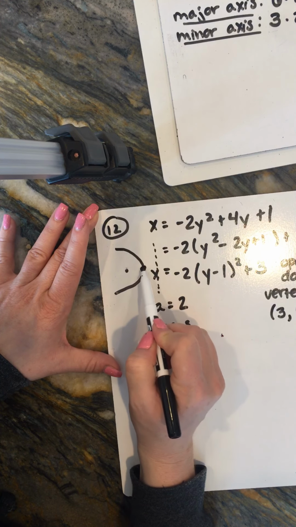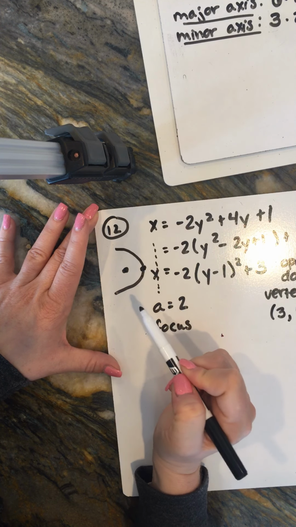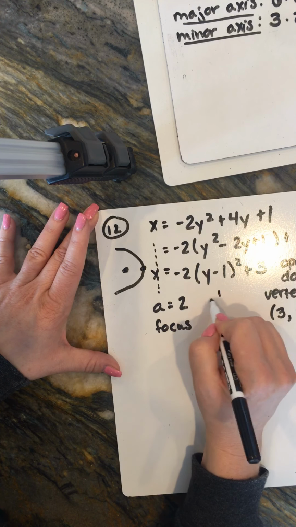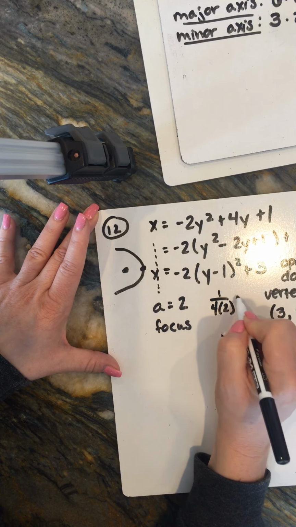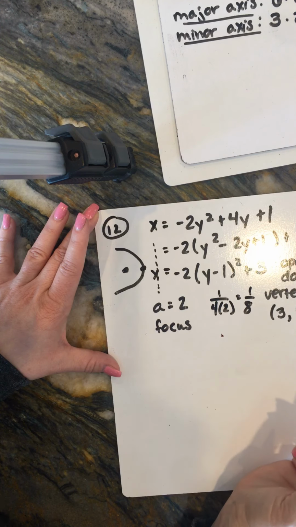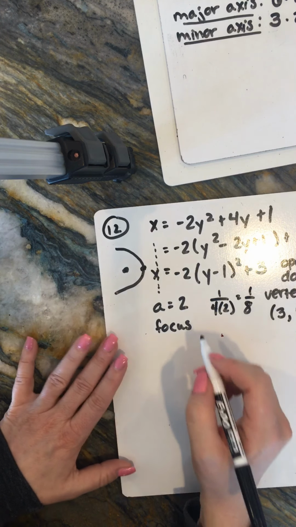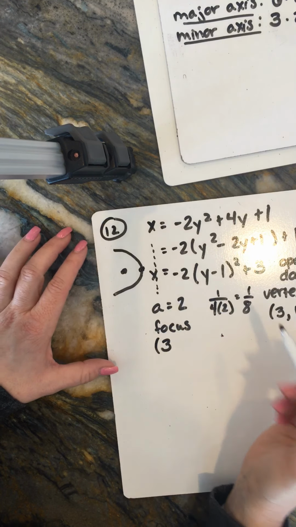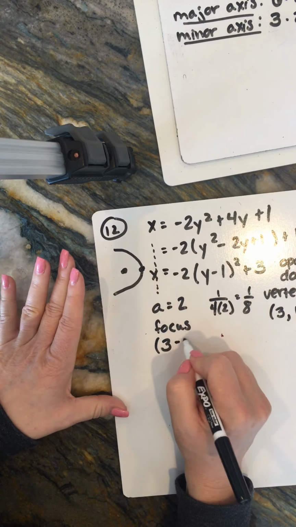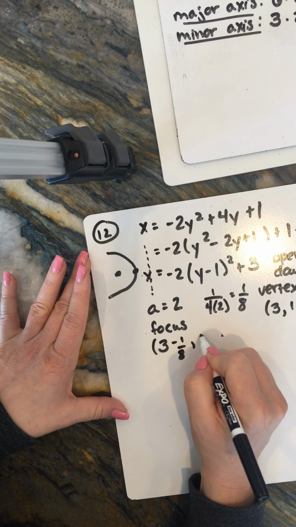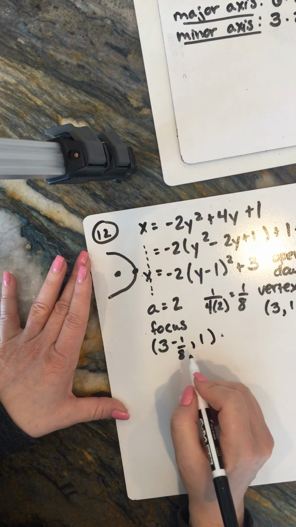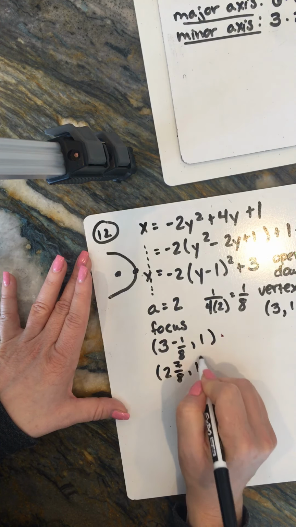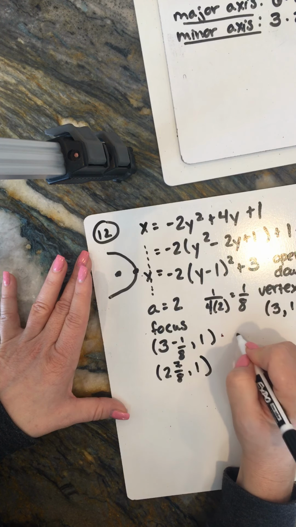Okay, so here's our vertex. Our focus is going to be to the left. And the distance, let's remember it's 1 over 4 times a, so 1 over 8. So the focus will be, our x-coordinate is 3. We will subtract 1/8 because we're going to the left. And then our y value will stay the same. So 3 minus 1/8 will give us 2 7/8. So there's our focus.